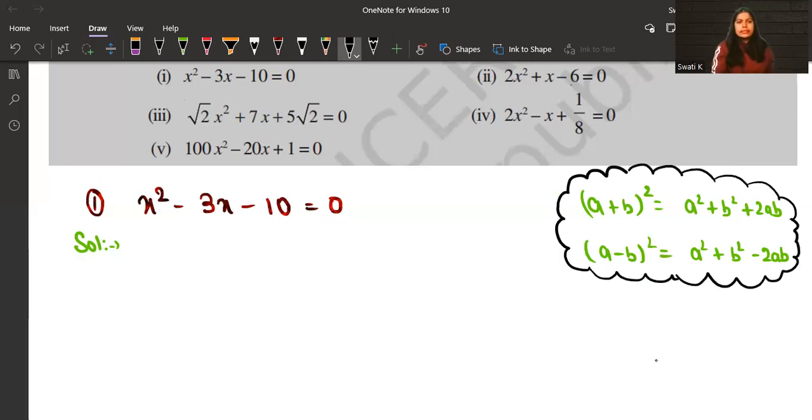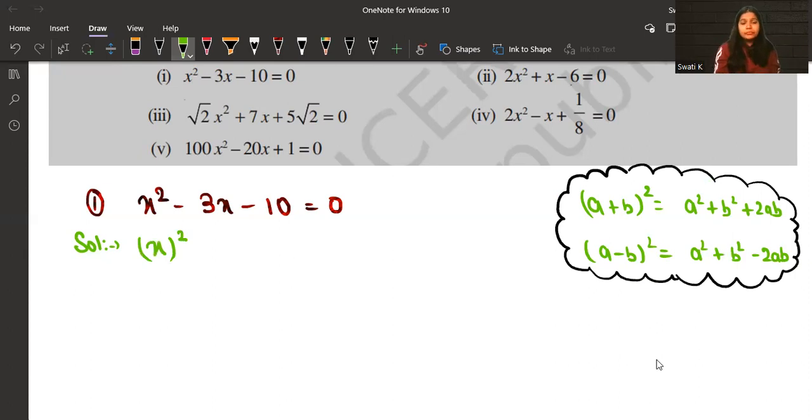So yes, let's get started now. I'll be trying here to make it fit into any of these two formulas. All right, so let's start. I can write this as x square as it is. That means I have completed my a square. All right, a square, I am done.